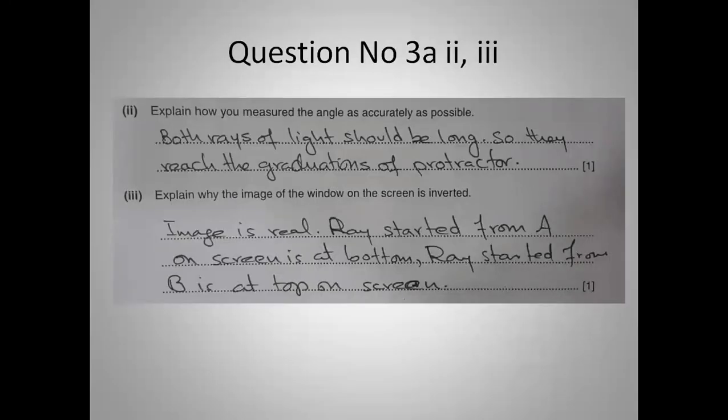Both rays of light should be long so they reach the graduations of the protractor. You know the numbers written on the protractor. Sometimes when we try to measure the angles, the arms of the angle do not reach the graduation. So in that case, you have to make an estimation. But every angle has two arms, so they should be long enough that when you put them under a protractor, their lines reach the graduation. So then you will be able to read them accurately.